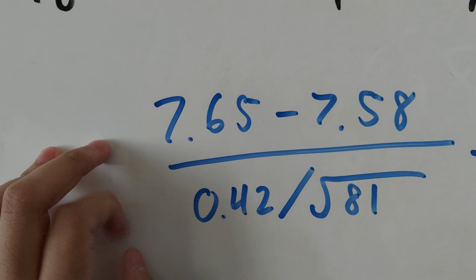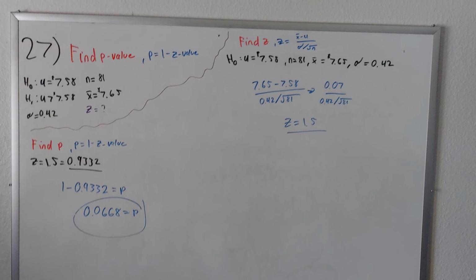1 minus 0.9332 is equal to the p-value. Once we do that, our p-value is going to be 0.0668. And with that done, 0.0668 equals p, which is our answer A. And here's all the work shown.